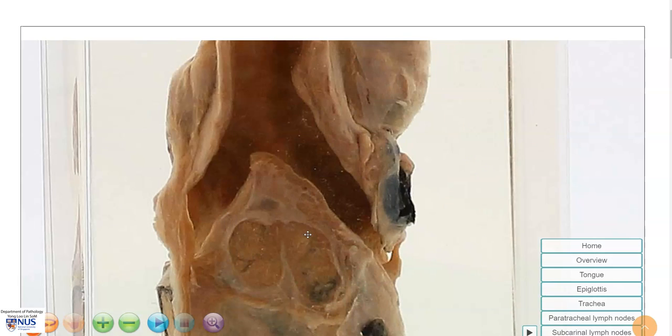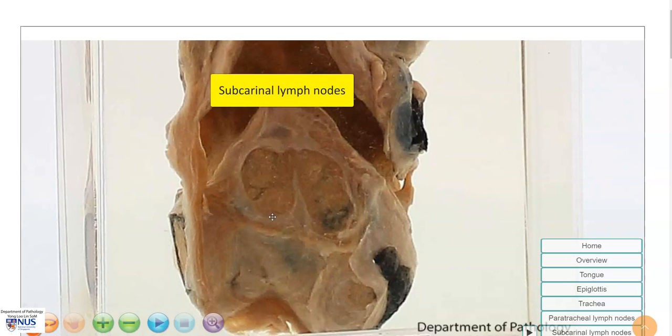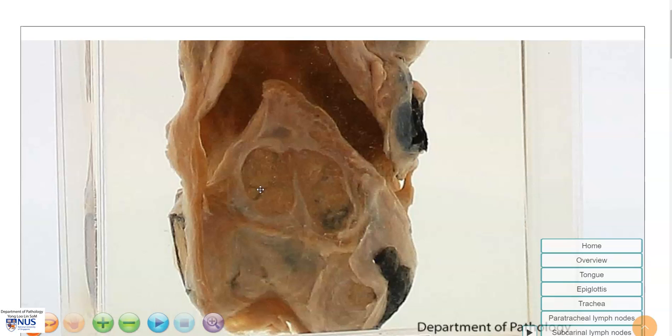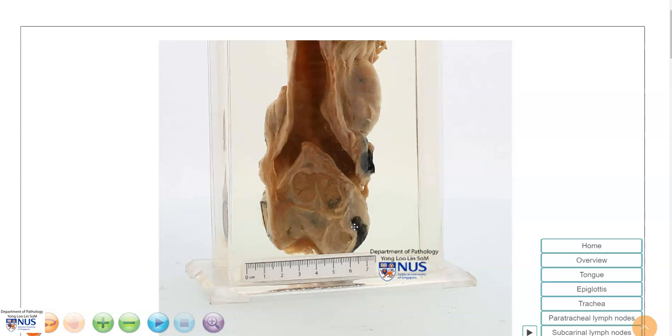Similarly, in this region, we can see the subcarinal lymph nodes, and again, the lymph nodes are enlarged. There are some paler areas that look quite friable with some material that appears to be dropping off. And again, these are lymph nodes involved by metastatic carcinoma, and these paler areas represent areas of necrosis. Here you can see the remnant lung parenchyma that is extremely anthracotic and blackish in color.